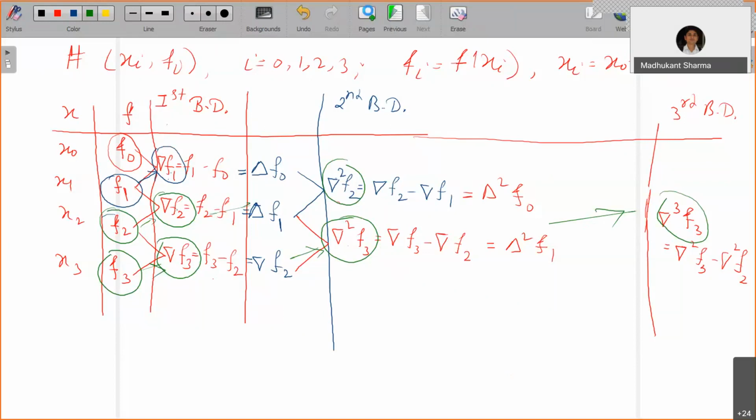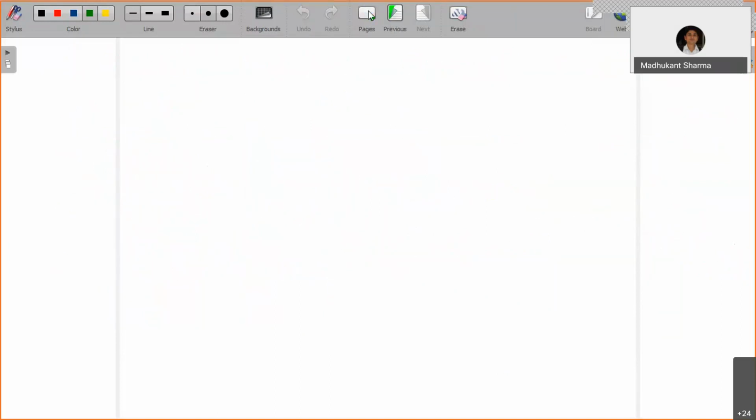So now let's see what the relationships are between the shift operator, forward difference, and backward difference operator. Okay, so we are going to look at the relationships now. Relationships between shift operator, forward difference, and backward difference. We are going to only follow the definition. Okay, we are going to follow the definition now.